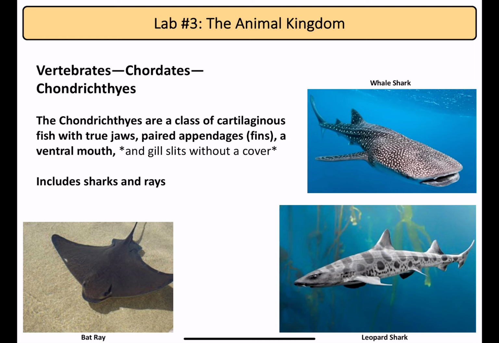Our second class of chordates are known as chondrichthyes, also known as the cartilaginous fishes. These include all sharks and rays, and they have jaws, and they also have paired appendages known as fins. Their mouth is considered to be ventral, meaning it's down below, facing down, whereas a bony fish, which we'll cover next, has a terminal mouth, which is facing straight out. So a few examples here. We have a bat ray on the left and a leopard shark on the right.